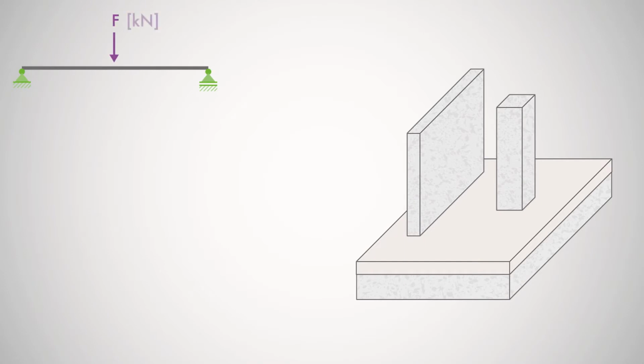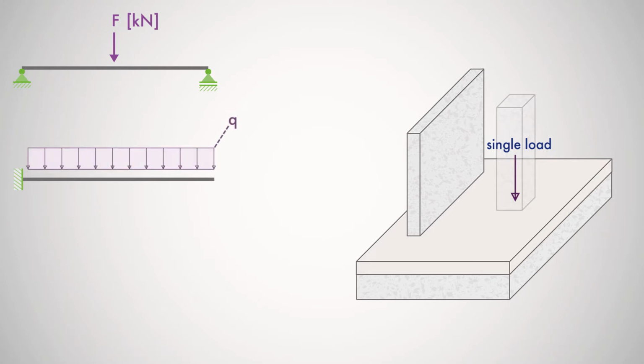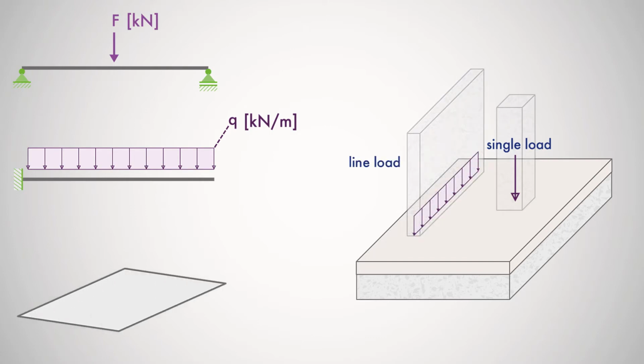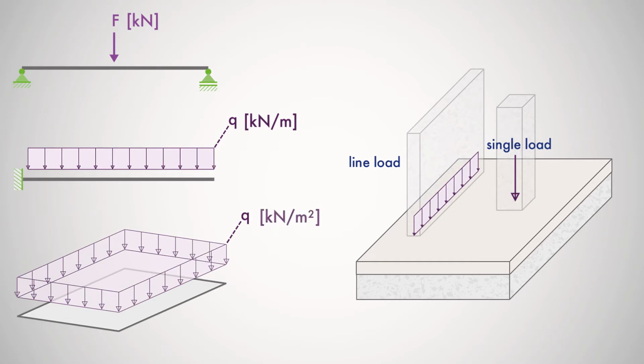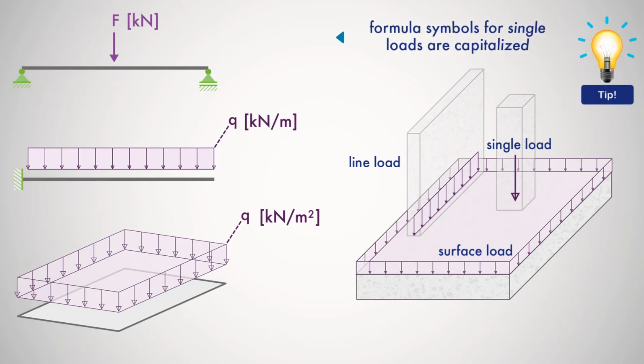Single loads. These are forces applied at specific points, indicated by an arrow showing the direction and the point of application, such as the load transfer of a column to a foundation. Line loads. These are forces distributed over a certain length, indicated by a series of arrows, such as non-load-bearing walls. And forces distributed over a certain surface are symbolized by a surface of arrows, such as the floor structure of a floor slab. These are called surface loads.